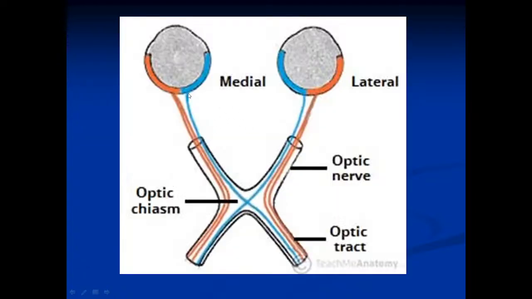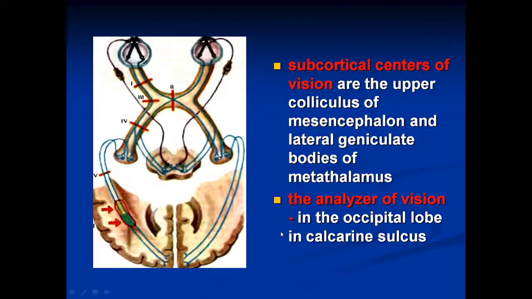Look, you can see 2 optic nerves, left and right, and this is optic chiasm. And after optic chiasm, you can see optic tracts, left and right, not nerves, optic tracts. Also, you must know subcortical centers and cortical centers of our vision. You know this information too.